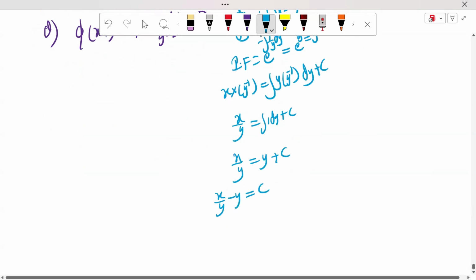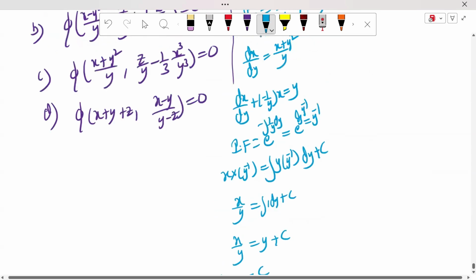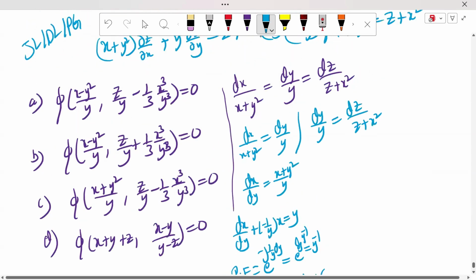x by y minus y, what is the LCM? y. So (x minus y square) by y is equal to c, which is the first solution required. Where is the option? Option C and option D do not contain (x minus y square) by y. Only option A and option B contain the solution (x minus y square) by y. Therefore options C and D are eliminated.